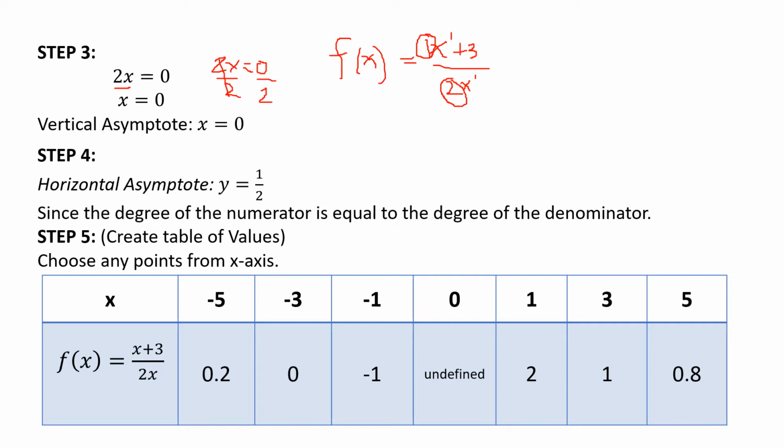Step 5 is to create a table of values. Choose any points from the x-axis. You can choose at least 3 points to the left of your vertical asymptote, and also at least 3 points to the right side of your vertical asymptote. For my example, I chose -5, -3, -1, and then 0. Since 0 is undefined because this is our vertical asymptote.